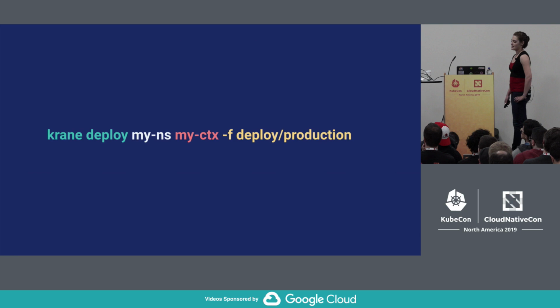So this here is what the most basic invocation of Krane looks like. You have Krane deploy, the name of your namespace, the name of the context that namespace is in, and then the list of files or directories that contain the set of resources that you want to have in that namespace. Already, this tells you something important about the model that we chose for Krane. Fundamentally, we're managing a namespace for you.